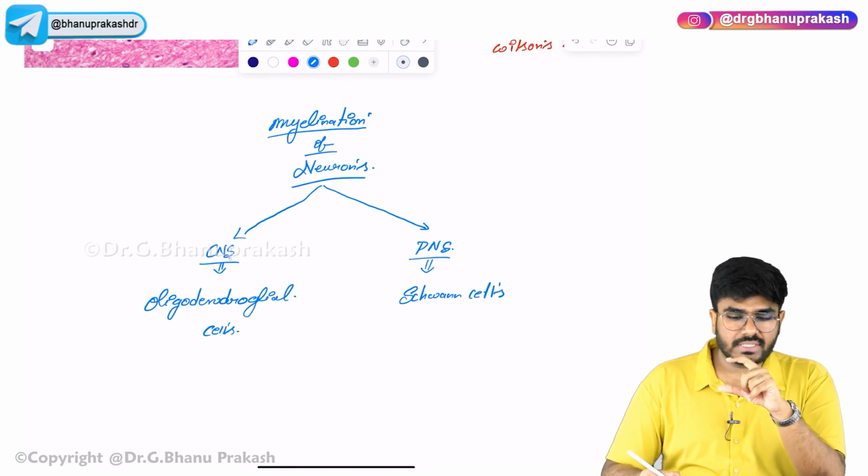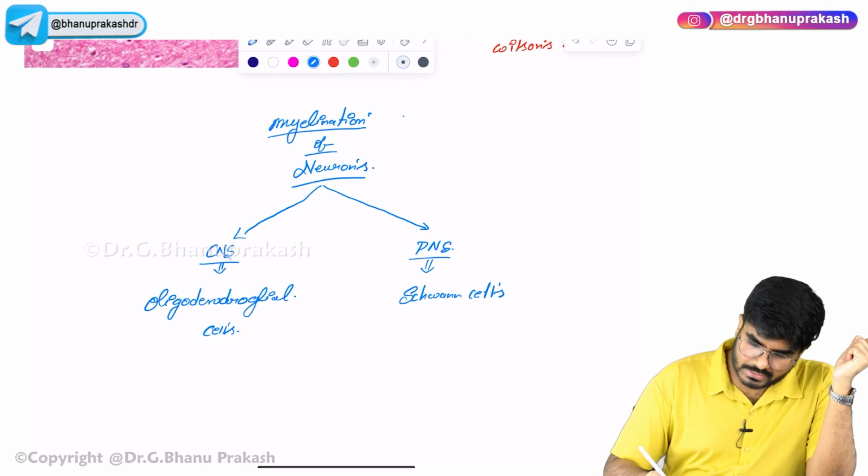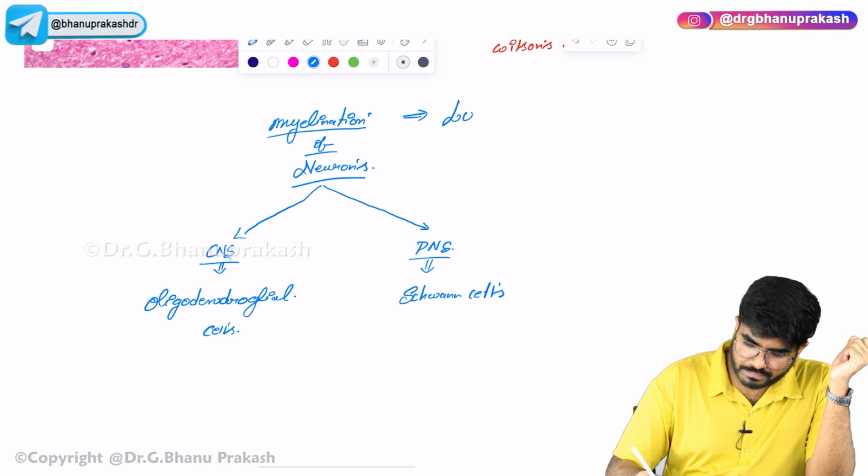Now the point which I want you to know in pathology is the myelination. So you are seeing the myelin, right? So what is the stain for the myelin? The stain for the myelin is Luxol fast blue.